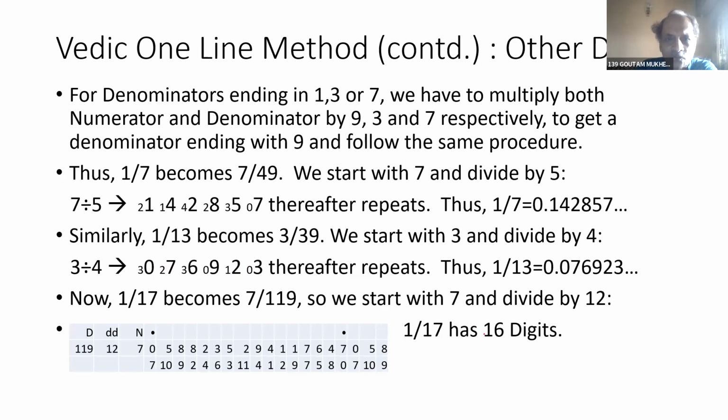Okay. So you also do the same exercise: what is the starting point of each of them. Similarly, 1 by 17 becomes 7 by 119, so 7 has to be divided by 12. I didn't do it myself, but did it by Excel sheet. Here I have 16 digits. Here you see quotient and remainder are shown. In 12, there can be remainders from 0 up to 11. So 11 remainder is also there, and so on. It is a conversion process.